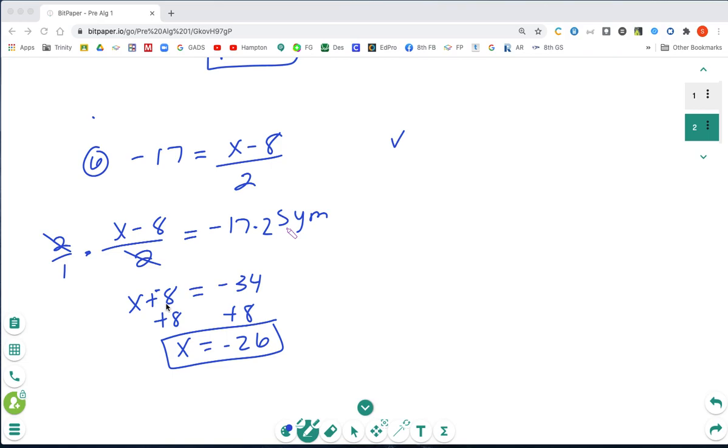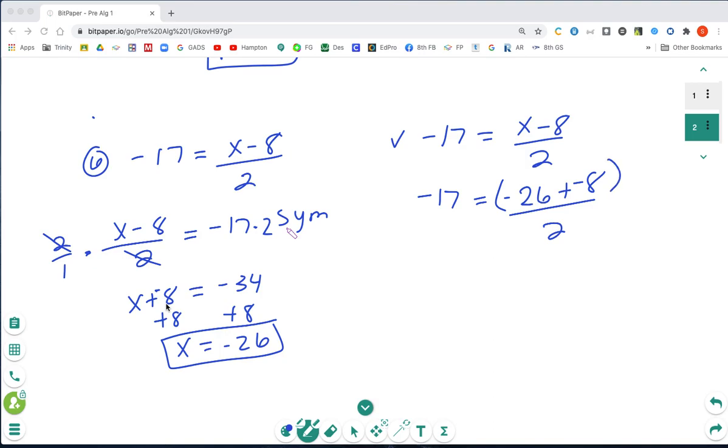To check it, we're going to do negative 17 is equal to x minus 8 divided by 2. Negative 17 is equal to negative 26 plus negative 8 divided by 2. Now this is a fraction, so we have to put this in parentheses because we need to get the numerator to one number instead of two numbers. So we're going to do negative 17, and we're going to add these two numbers. We're going to get negative 34 divided by 2. Negative 17 equals negative 17. So we know that negative 26 is correct. And now you've studied for your quiz.